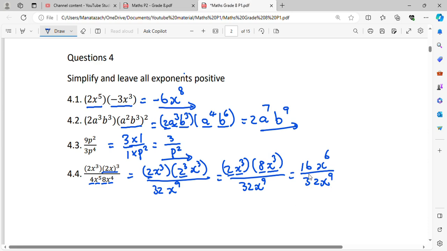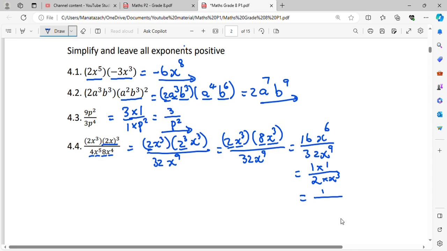So now we can see that 16 is a factor of 32. So on top we'll have 1, and then at the bottom we'll have 2, right? And then x to the power 6 is a factor of x to the power 9. So on top you'll have 1, and then at the bottom you'll have x to the power 3. So your answer here becomes 1 over 2x cubed.